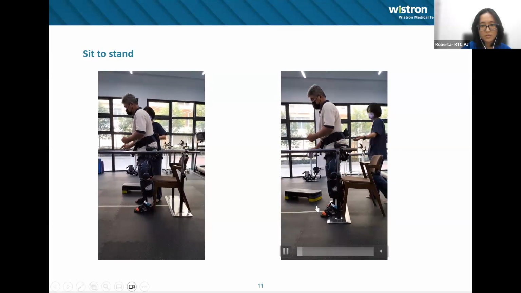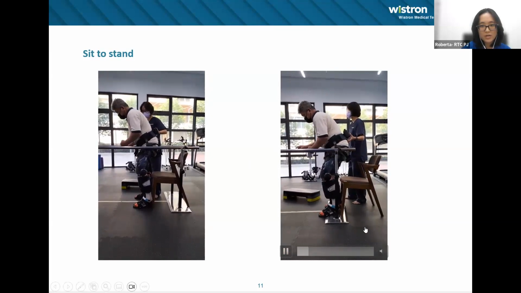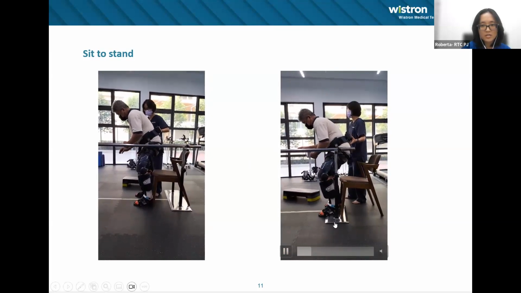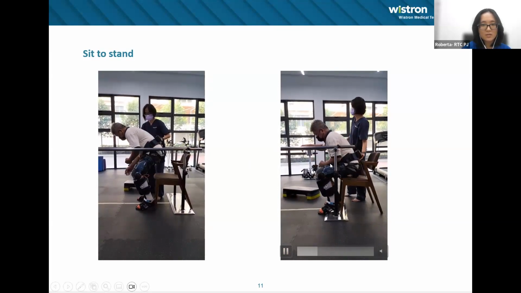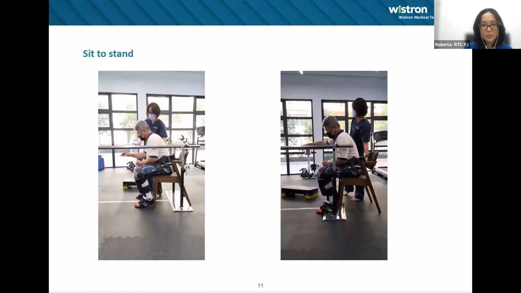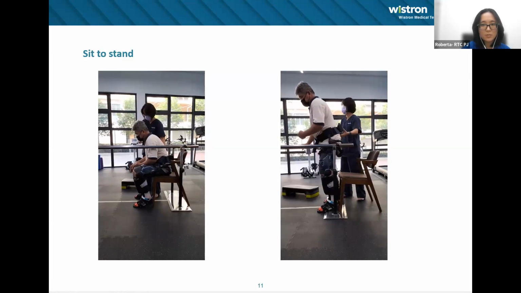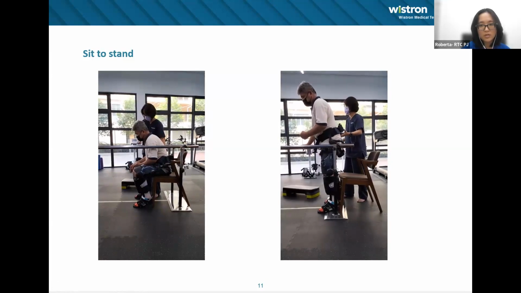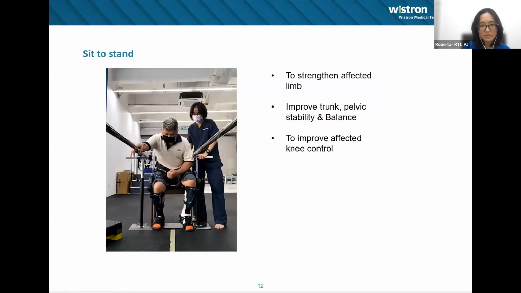Then you can see from the second video here, when he stands up, it's quite easy for him, as the Keeogo is assisting him to stand up. Somehow it will improve his neuroplasticity, and he will learn the movement pattern. It will go into his place. This is from the front view.